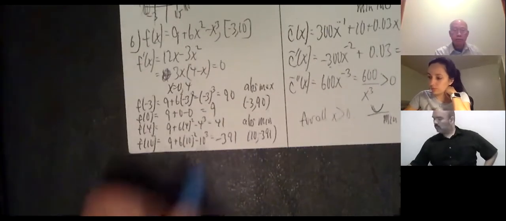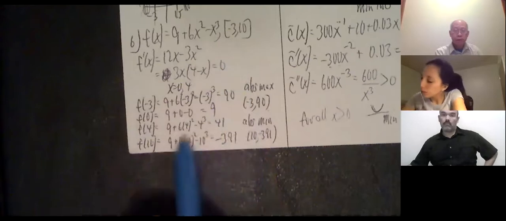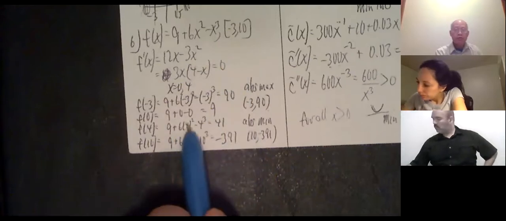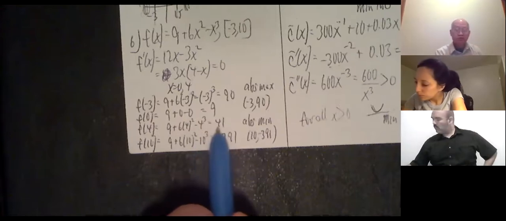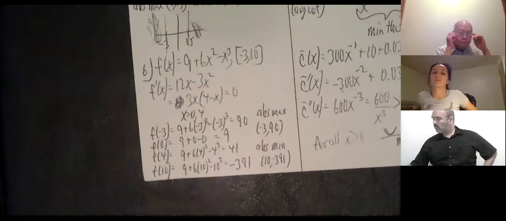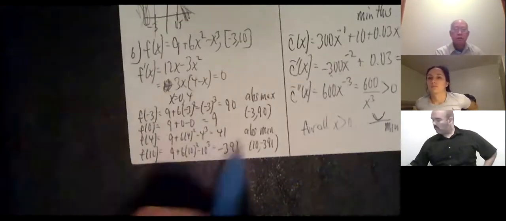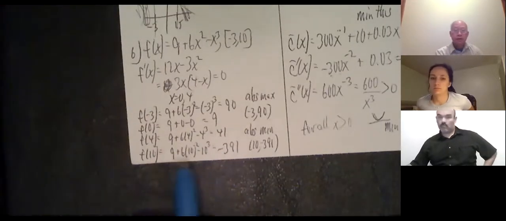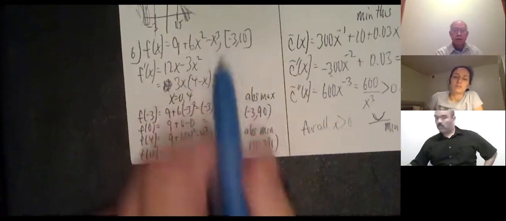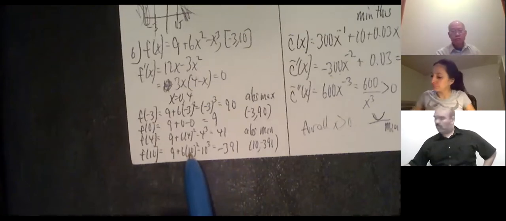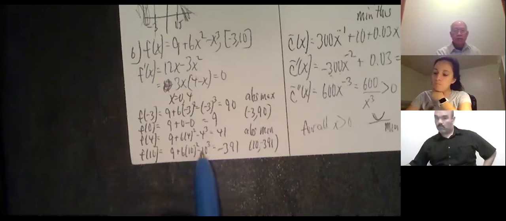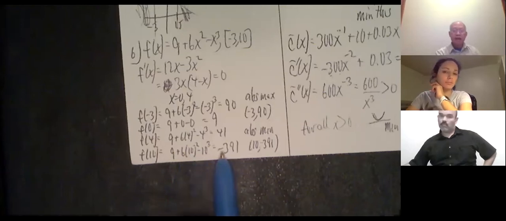Okay, then I plug in 4. 4 here, 4 here. 9 plus 6 times 4 squared minus 4 cubed. And assuming I didn't make any mistakes, 41. And 10. Put a 10 here, 10 here. Well, 6 times 10 squared, 10 squared is 100. So that's 600, but minus 1,000, right? So it's 9 plus 600 minus 1,000, -391.